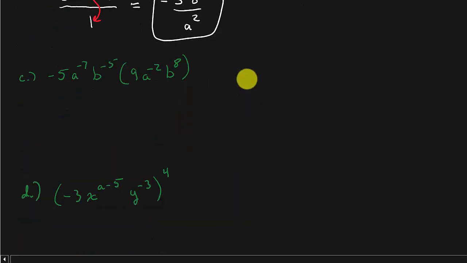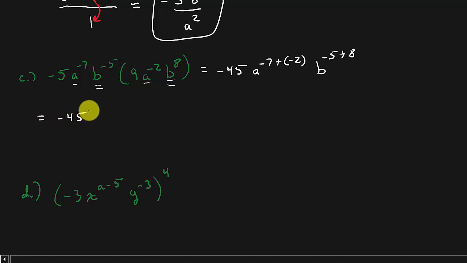All right, so how about this one? All right, so let's multiply. Okay, so I'm multiplying. So that's going to be what? Negative 45, the negative 5 times 9. And then I've got like bases on the A, like bases on the B. So I add the exponents. So that's A to the negative 7 plus negative 2 times B to the negative 5 plus 8. And so this is going to give me negative 45 a to the negative 9, negative 7 plus negative 2, times b to the negative 5 plus 8, which is 3.